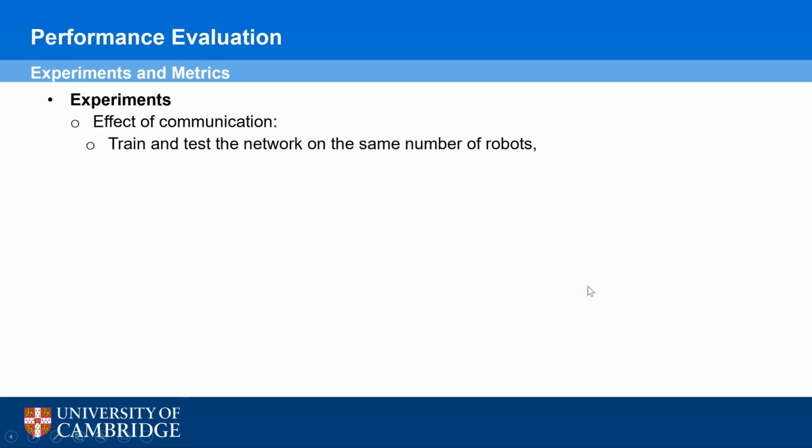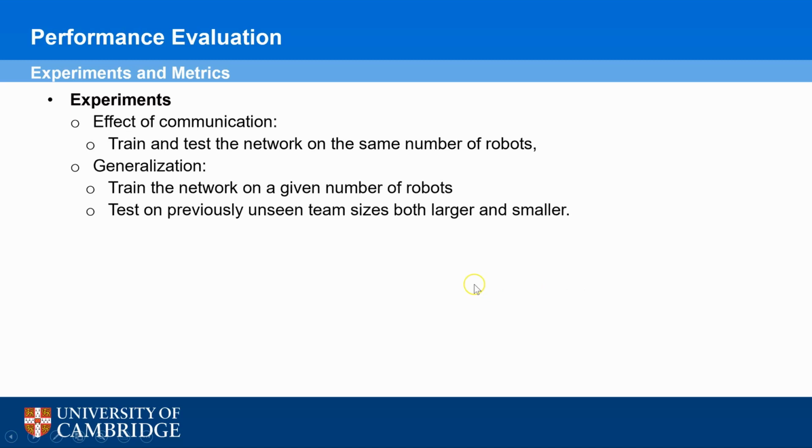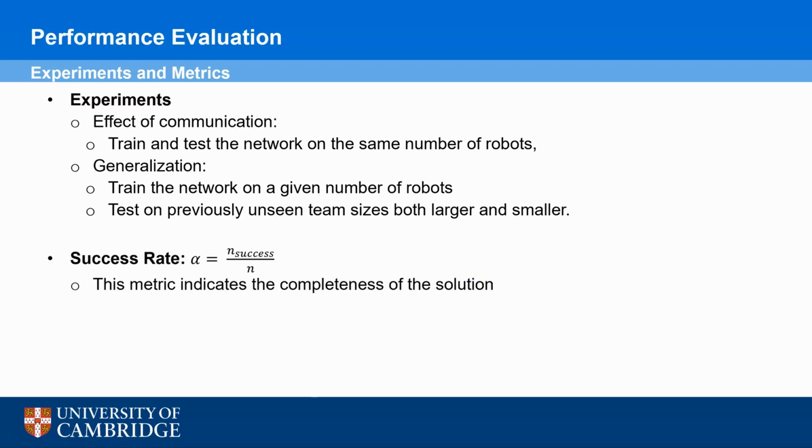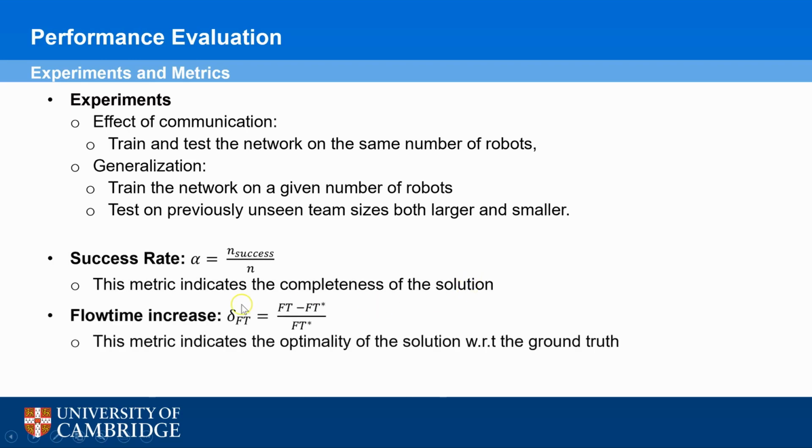Train and test the network on the same number of robots. Train the network on a given number of robots and test on previously unseen team sizes, both larger and smaller. We consider two key performance metrics, success rate and flow time increase. The success rate is the metric to evaluate the completeness of the network. It is the proportion of success cases among all the cases in the test set. A case is considered successful when all robots reach their goal prior to timeout.